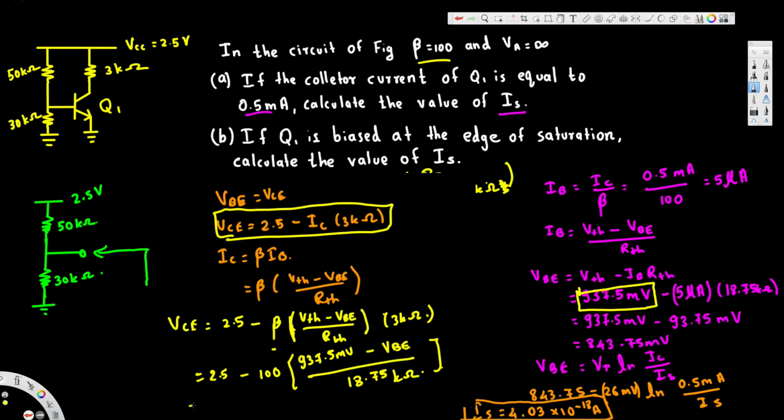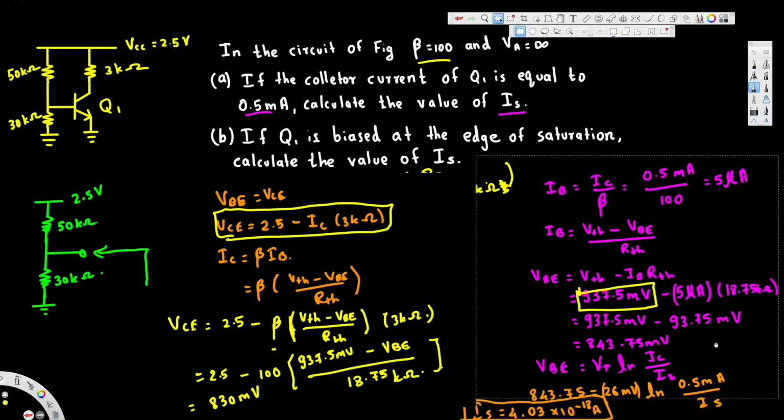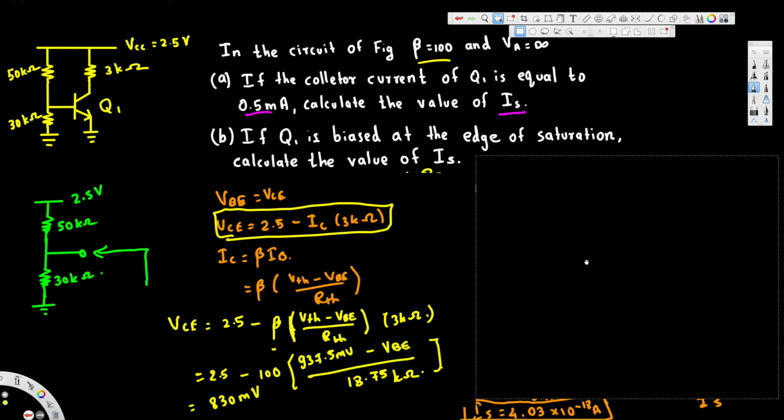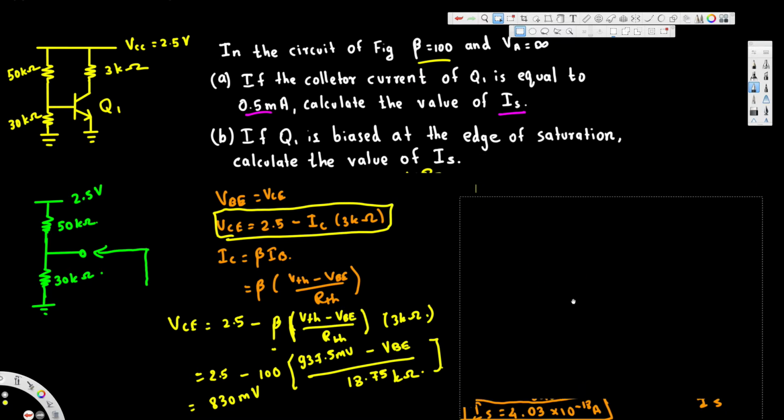Okay, now the next thing is, if you calculate this VBE you will get 830 millivolts, and this is for VBE. But here the question is asking us to find out the IS. Let's go ahead and calculate that one.